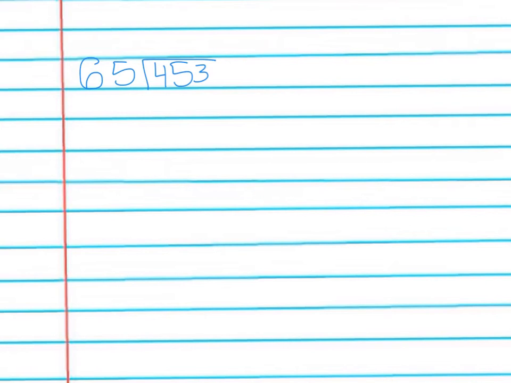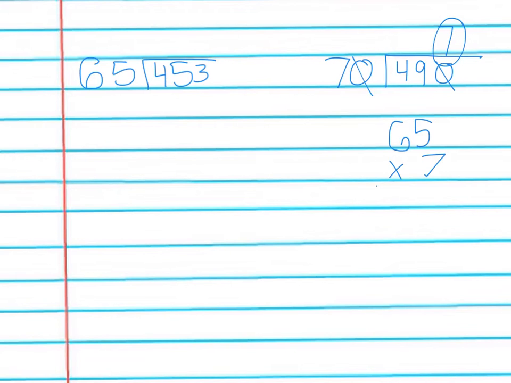So this is another example of when I would have to adjust. First I'm going to do my estimation. 65 is rounding up to 70, and 7 goes into 49, so I'm going to change that to 49. Cross all my zeros, and so my estimation is that it's going to be about 7. Okay, since my estimation said it's going to be about 7, I'm going to do 65 times 7.